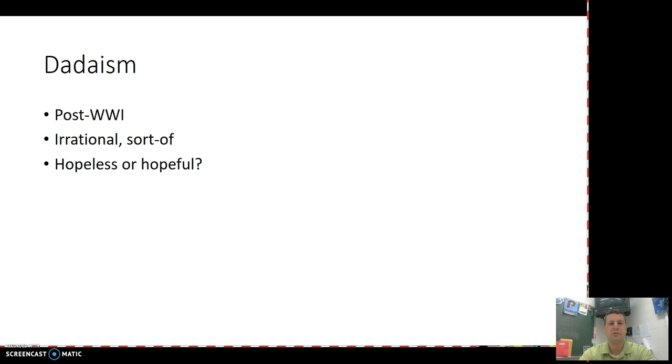Dadaism is the first of the two movements today. This is post-World War I, and so the world has gone through the Great War, the war to end all wars, which doesn't end all wars. It's kind of irrational, as we'll see in a couple of examples here. There's a rationality to it, but it's not what we would think of as traditionally rational. There's some speculation: is it hopeless art or is it hopeful art? Is it pessimistic or optimistic moving forward?